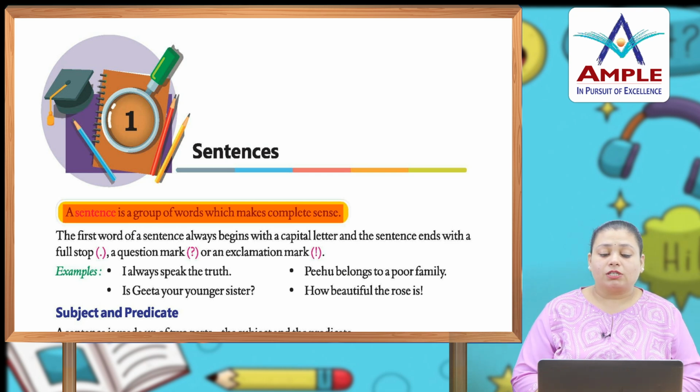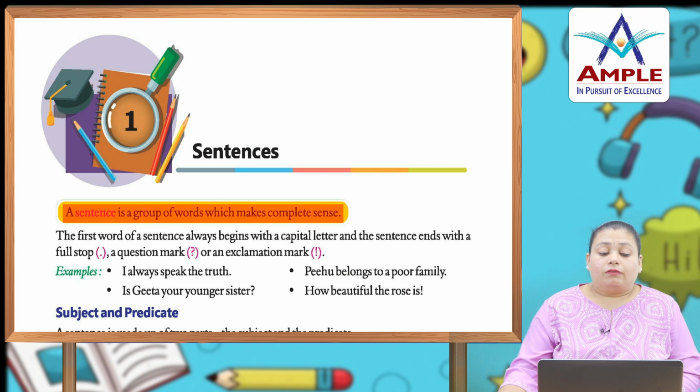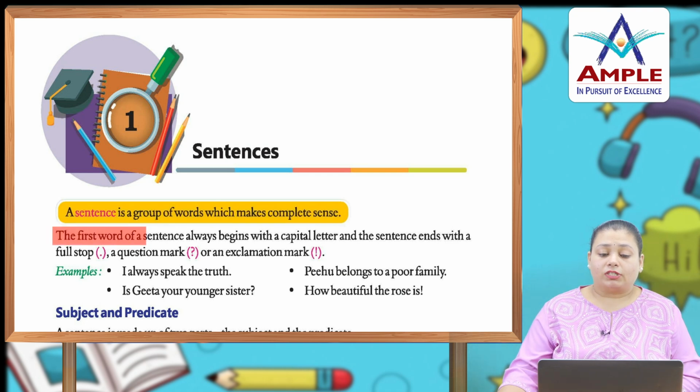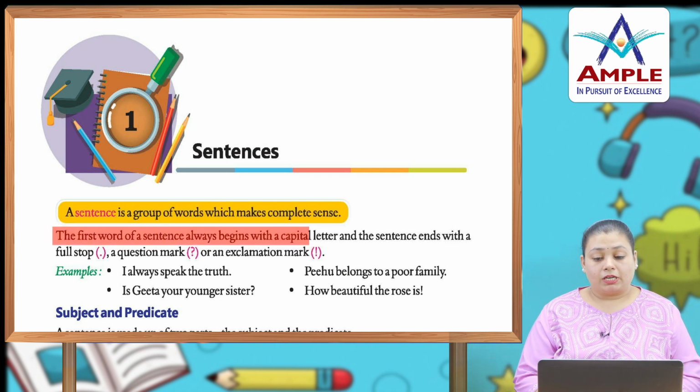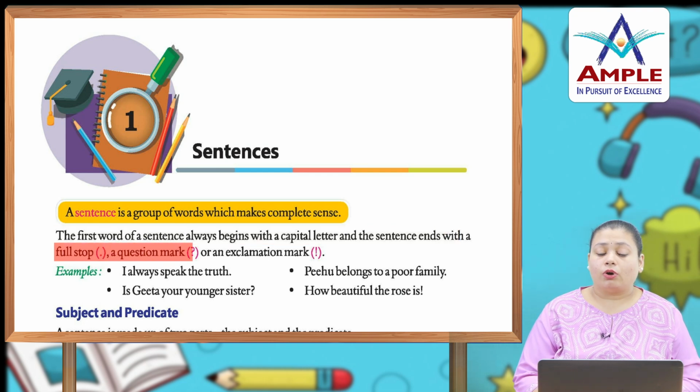A sentence is a group of words which makes complete sense. The first word of a sentence always begins with a capital letter, and the sentence ends with a full stop, question mark or an exclamation mark. So you have already studied about all these things, how a sentence starts and how it ends.